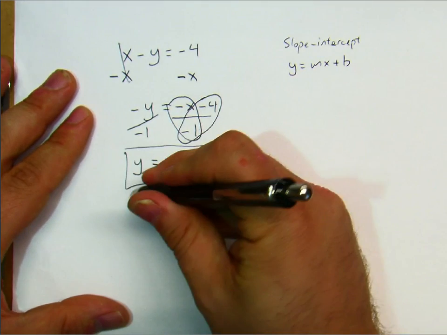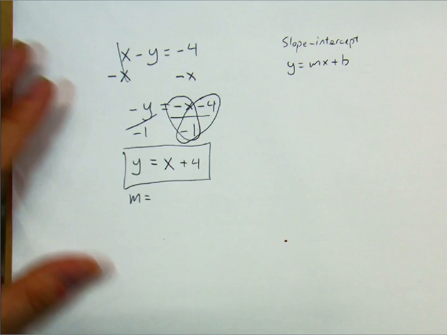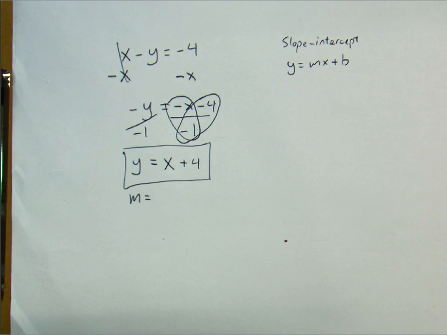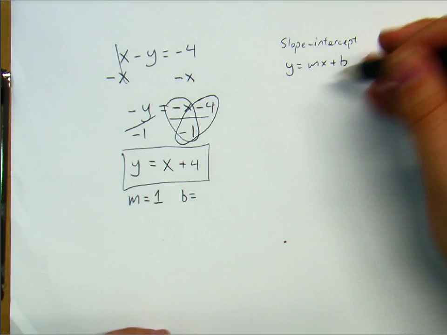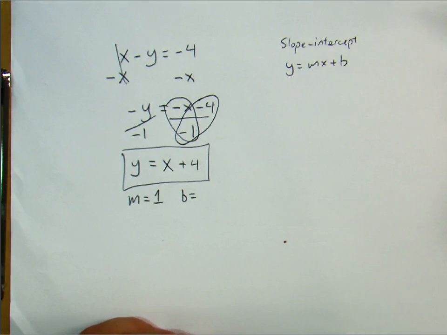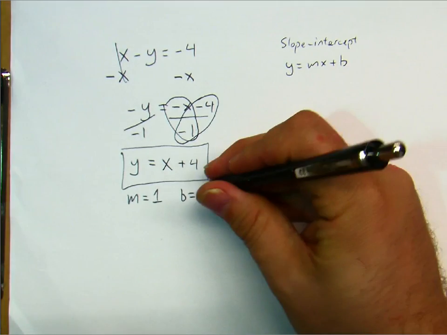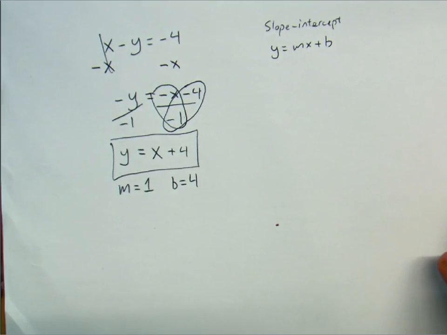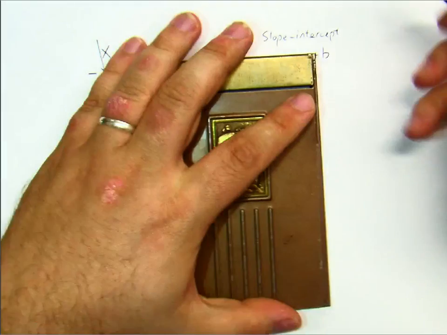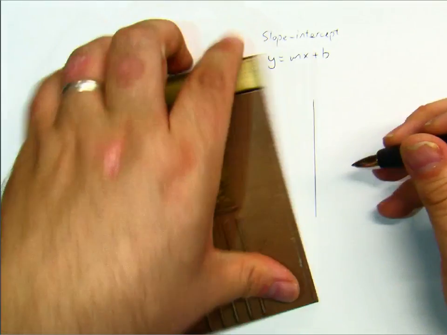So for this, I know that my m is my coefficient on the x. Now I don't see a number next to the x, so that tells me my coefficient is what? 1. And then my b, my y-intercept, is whatever constant I'm adding to that. So what's the constant here? 4. Easy enough. So now all I have to do is graph this. So I will sketch one out for you guys real fast.